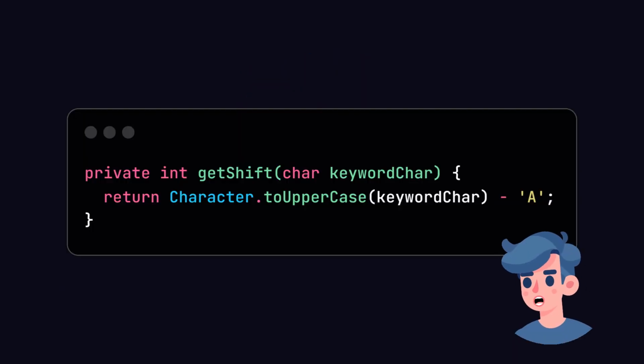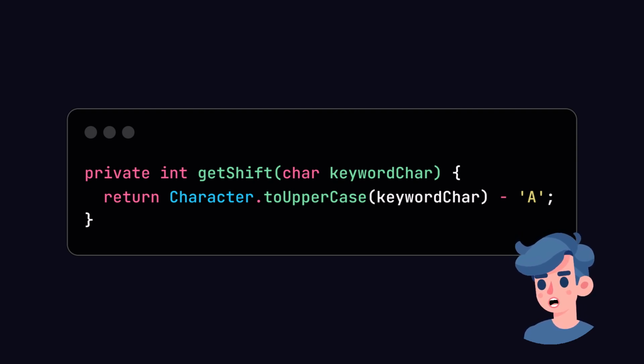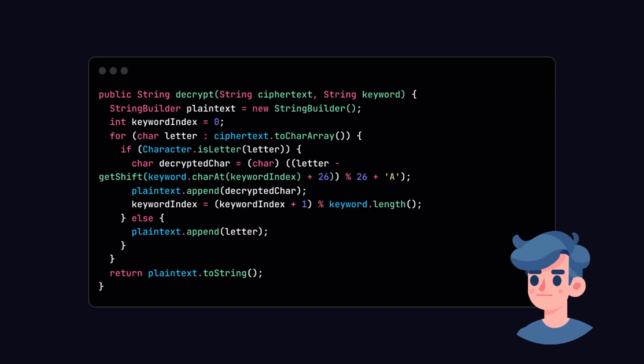Next up, we need the getShift method. This method will compute the shift based on the keyword character. We'll only care about uppercase letters for our keyword. The getShift method calculates the difference between the keyword character and 'A', which gives us the necessary shift value.